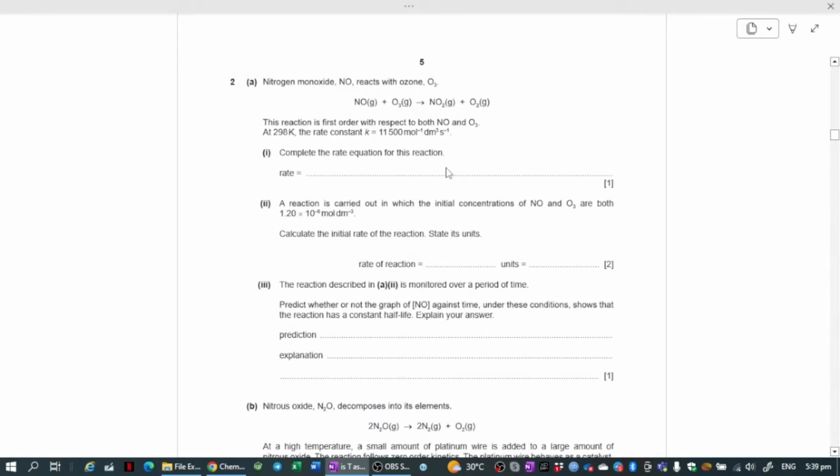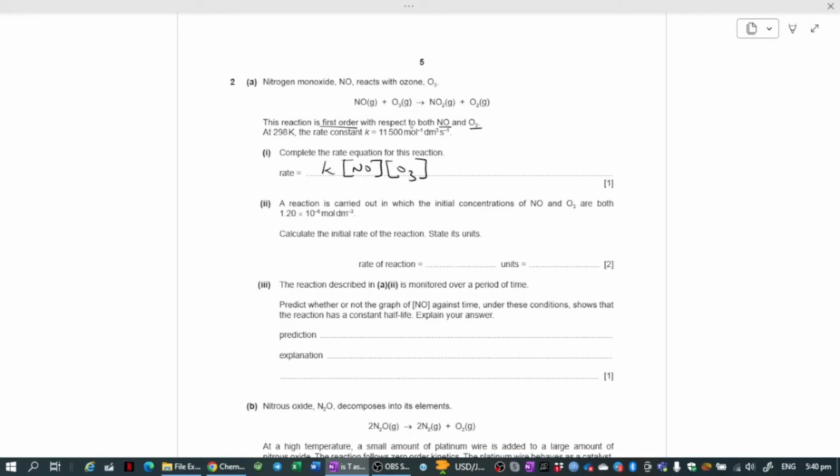So moving on to question 2, it tells us here that nitrogen monoxide NO reacts with ozone O3. This reaction is first order with respect to both NO and O3. At 298 Kelvin, the rate constant k is 11,500 mole to the minus 1 dm cubed s to the minus 1. So the first part is to complete the rate equation for this reaction. So the question tells us it's first order with respect to both NO and O3. So the rate is given by the rate constant k times NO times O3, right? And it's first order, so the power is 1, right?